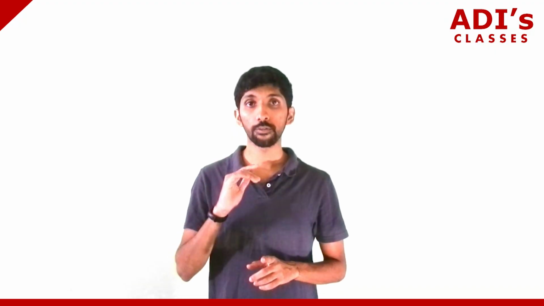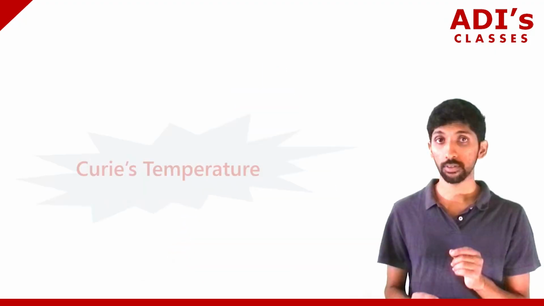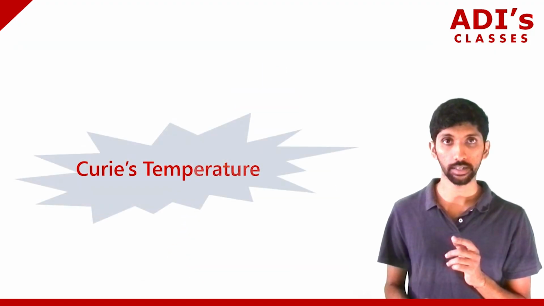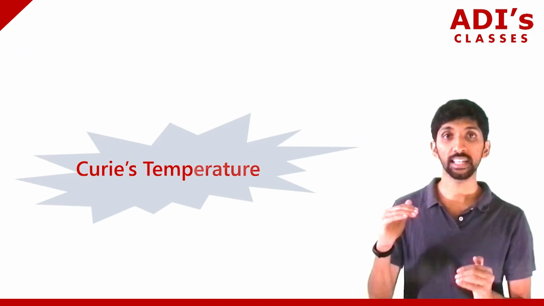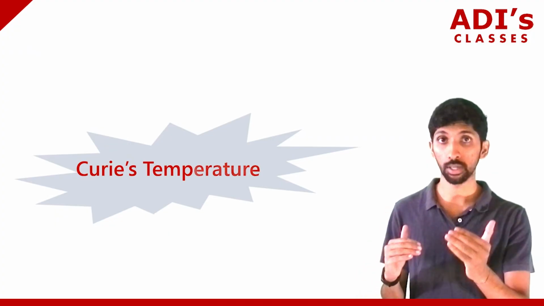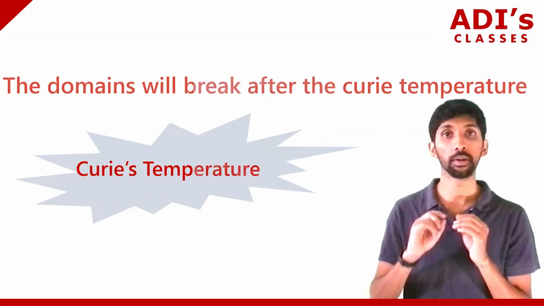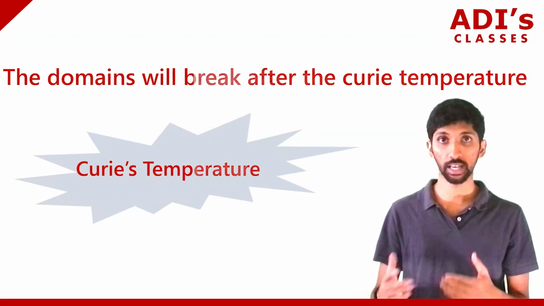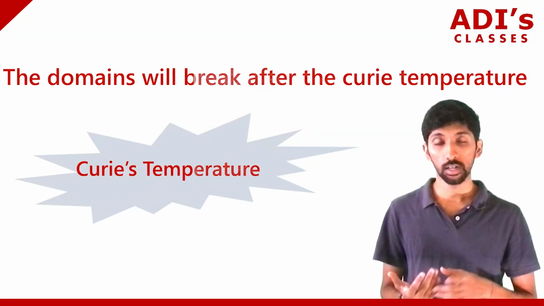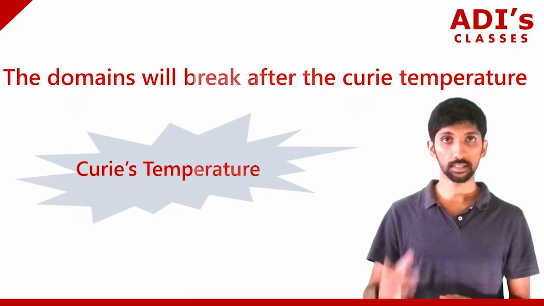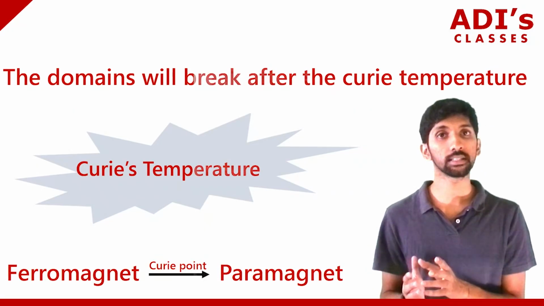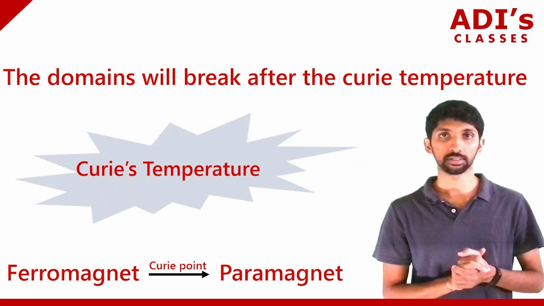But remember, for a ferromagnetic substance, we have a Curie temperature or Curie point. If you heat the material above the Curie point, the domains will break, because of the energy of electrons and atoms. This is the reason why a ferromagnetic substance will turn into a paramagnetic substance.